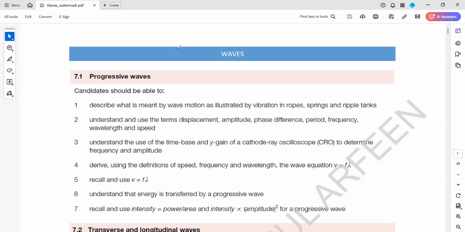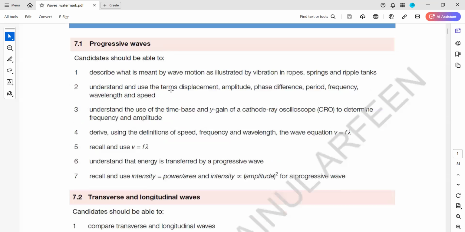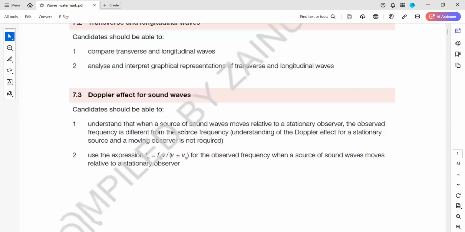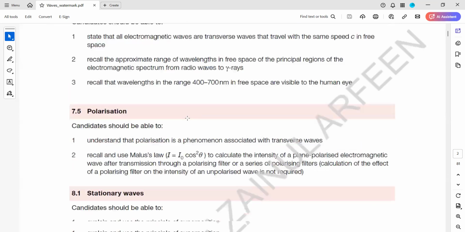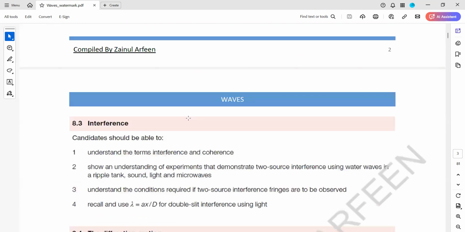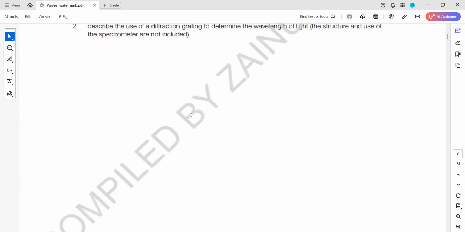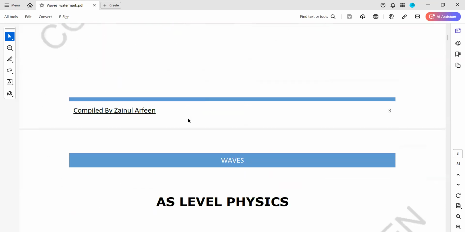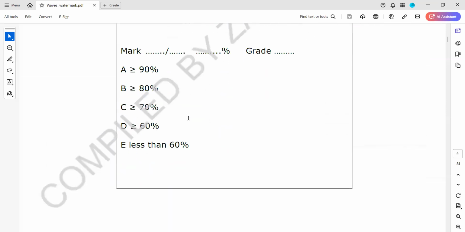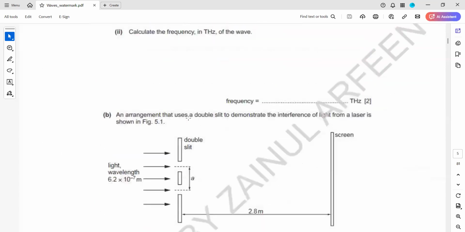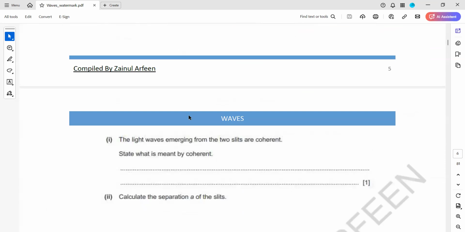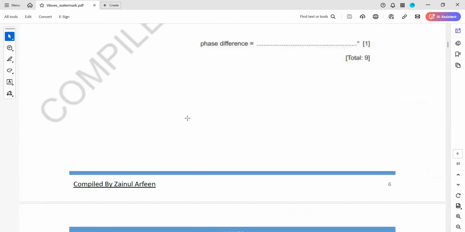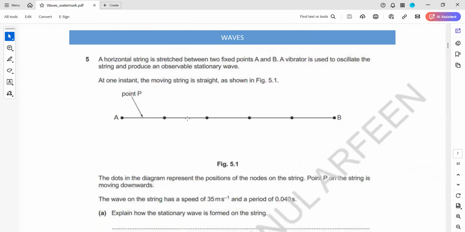So this exercise is the classified wave questions. The question one we did yesterday. So we'll start with the next question, page 7.